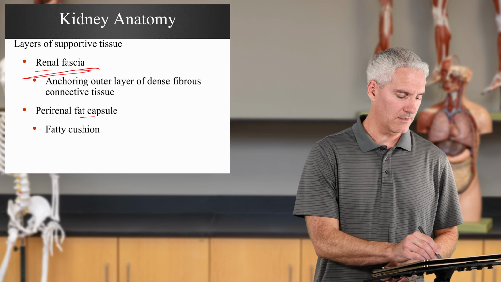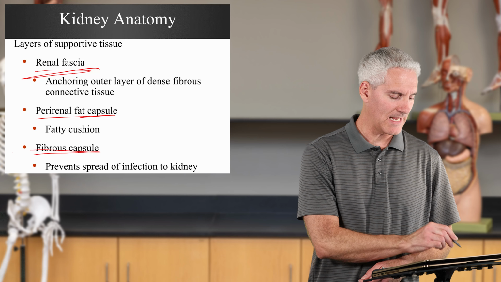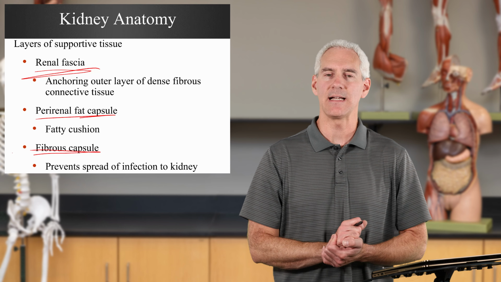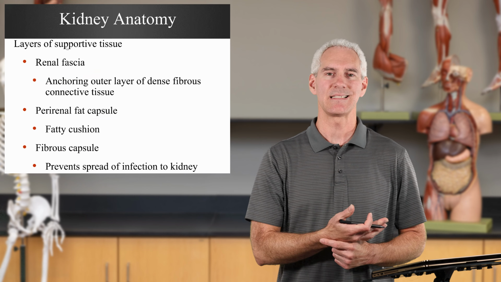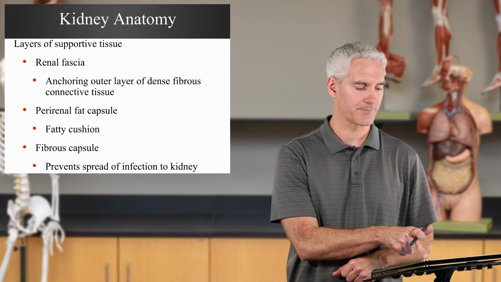We have this perirenal fat capsule. Now, this is going to be adipose tissue that's out around the kidneys. It's meant to give a little bit of cushioning, a little protection to the kidneys themselves. And I'll show you this in a picture in a second. And then we have the fibrous capsule. This fibrous capsule is preventing the spread of infection to the kidneys. It kind of seals around the kidneys and keeps them inside. So it's creating a barrier. So three different layers here of supportive tissue, all meant to help the kidneys.